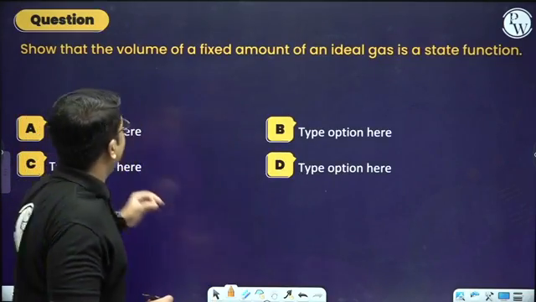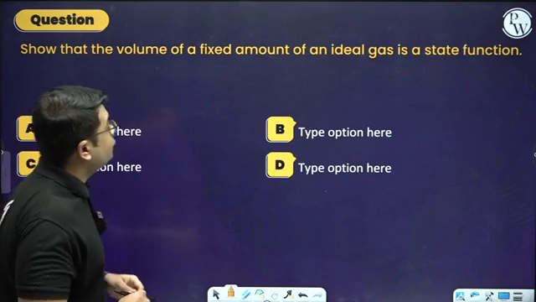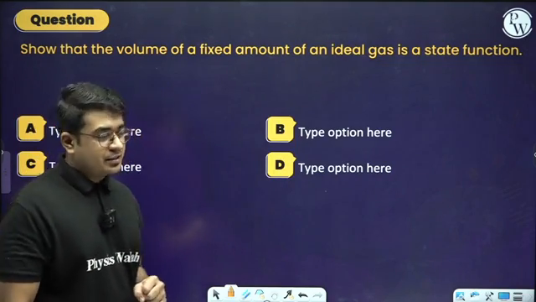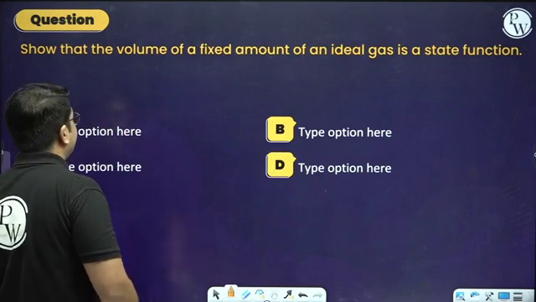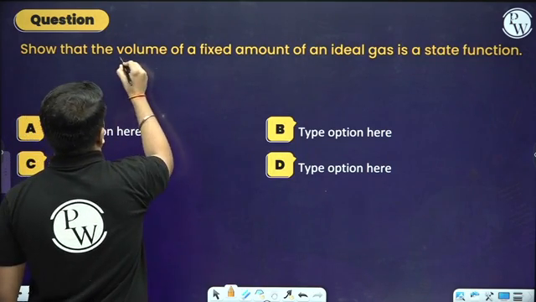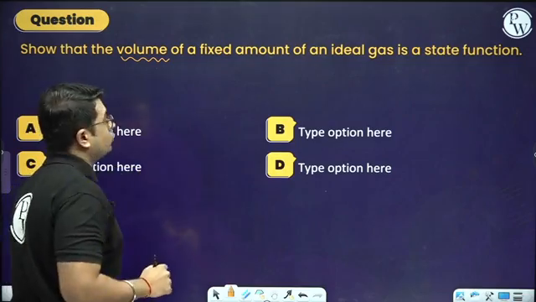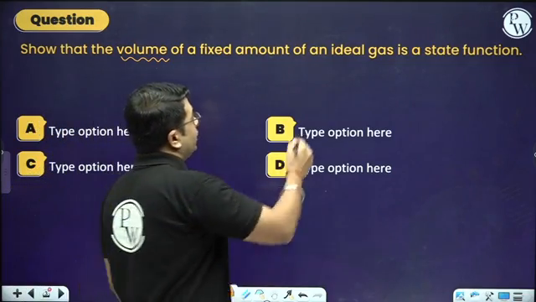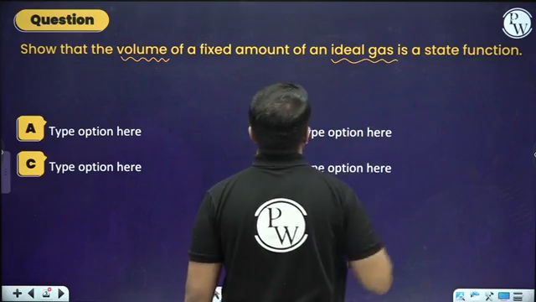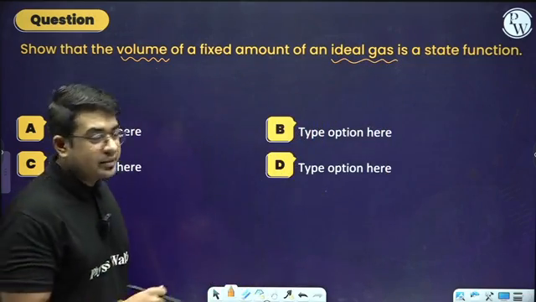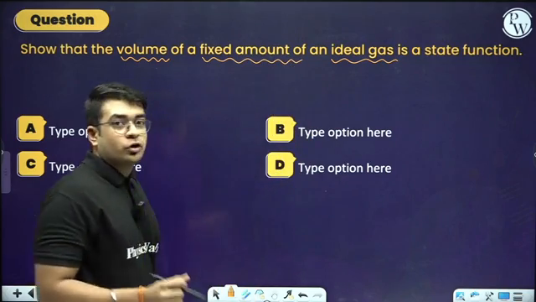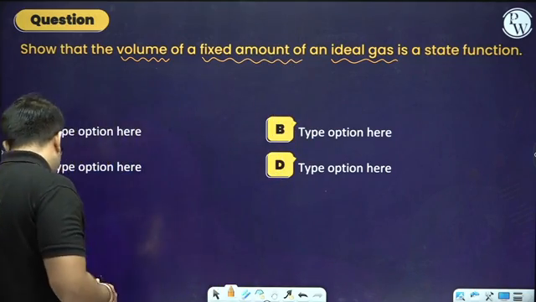The question says: show that the volume of a fixed amount of an ideal gas is a state function, which is a very interesting question. Now in this case we have the relationship with respect to volume. We have to find out whether volume is a state function or a path function for an ideal gas. It's already given that we have a fixed amount of an ideal gas. So how do we start these types of questions?